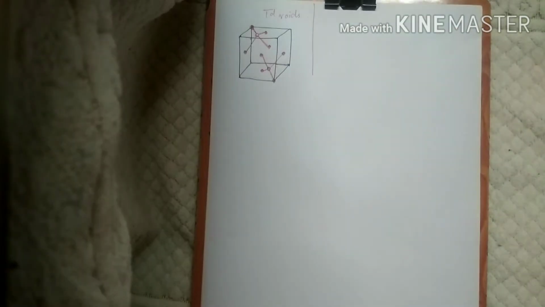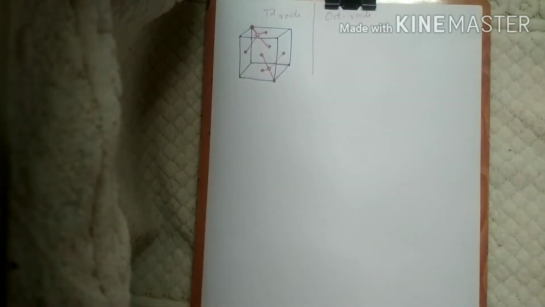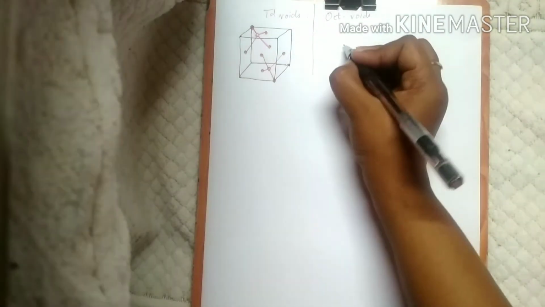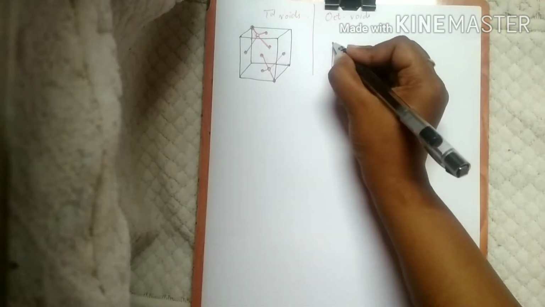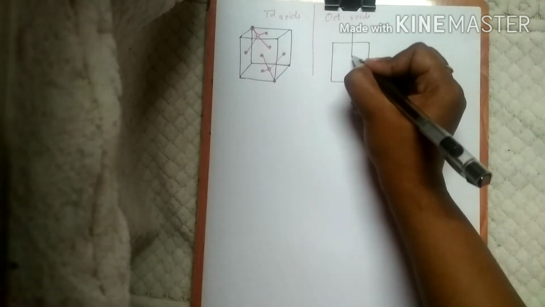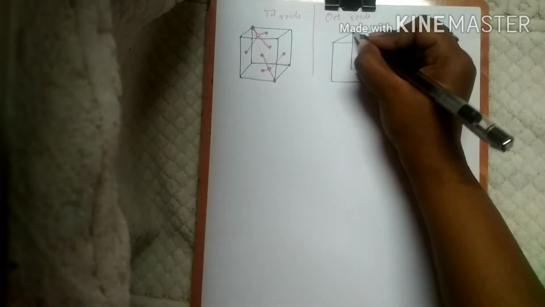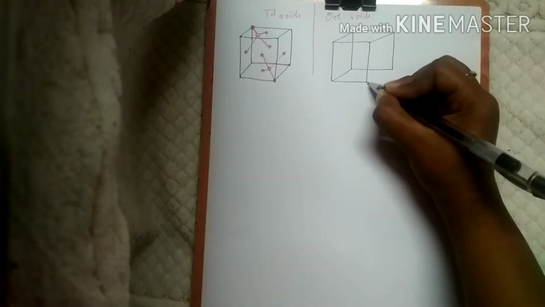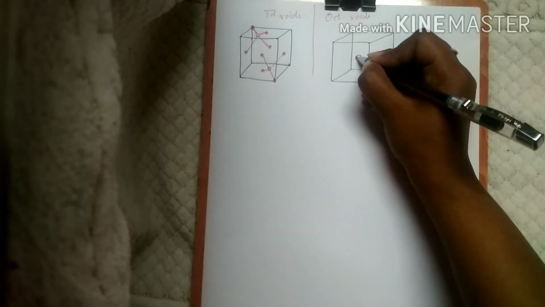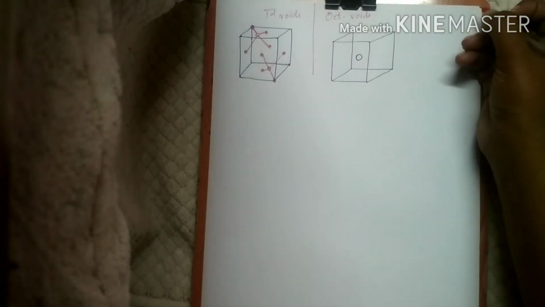So now we'll move on to the octahedral voids. These are of two types. First type is when it is present at the body center. So again, suppose this is one unit cell, and an octahedral void is present at this body center. So which atoms will be responsible for its formation?